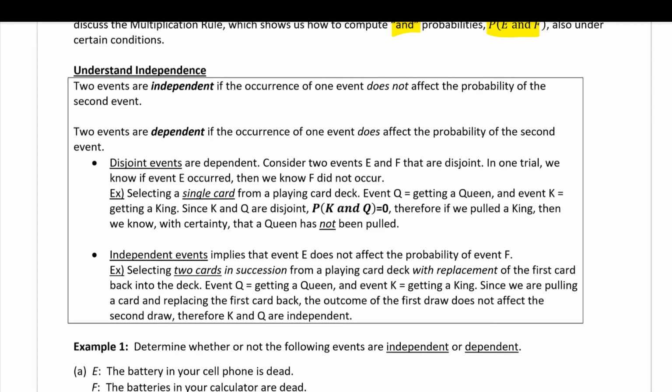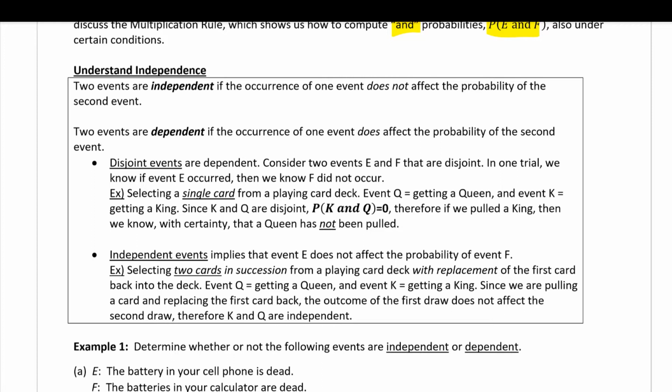Okay, so for example, selecting a single card from a playing card deck, event Q getting a queen, event K getting a king. Since kings and queens are disjoint, there's no card that's both a king and a queen, then the probability of getting a king and a queen in one card is 0. Therefore, if we pull a king, then we know with certainty that a queen has not been pulled.